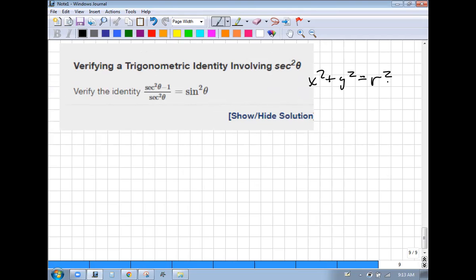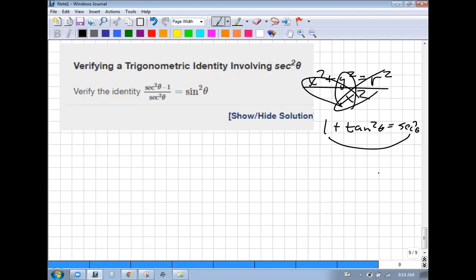Start here. I'm seeing secant, and I know secant is 1 over cosine. So secant would be r over x. So I get the r over x. So what do I have? I have 1 plus tangent squared is secant squared. So if I move the 1 over, I could see that secant squared minus 1 is just tangent squared. And I have secant squared on the bottom.